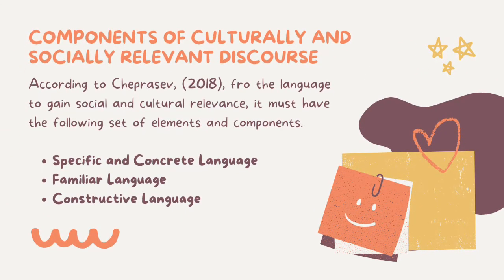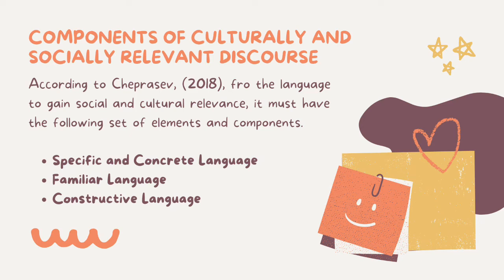Let us proceed to the components of culturally and socially relevant discourse. According to Chaprasov 2018, for the language to gain social and cultural relevance, it must have the following set of elements and components. First is the specific and concrete language. A language that is both concrete and specific can create tangible pictures that the listeners and readers can easily visualize. On the other hand, abstract language can lead to varied interpretations, so speaking unclearly cannot promote language that represents one's culture.